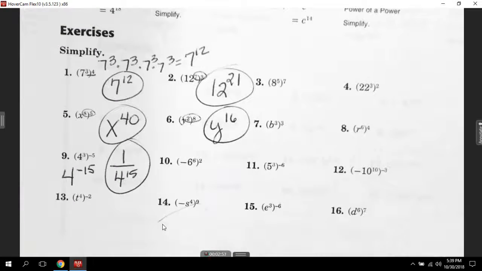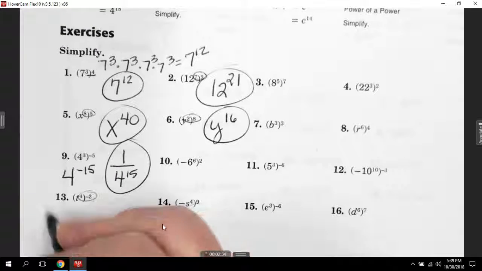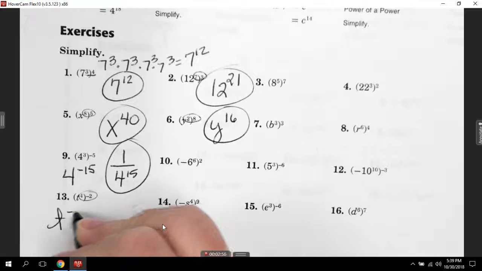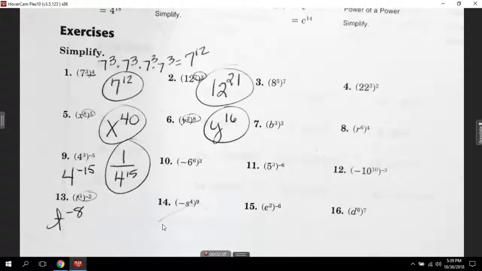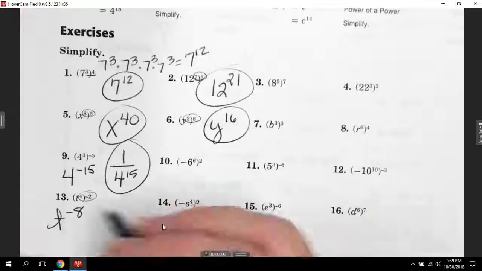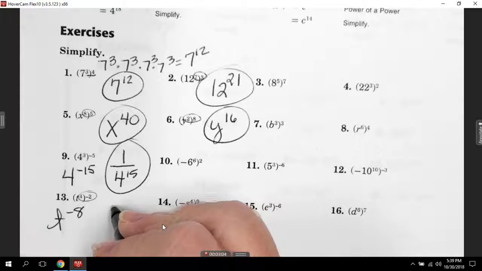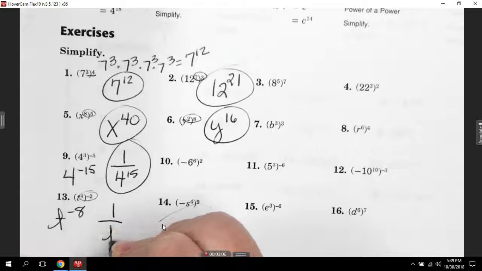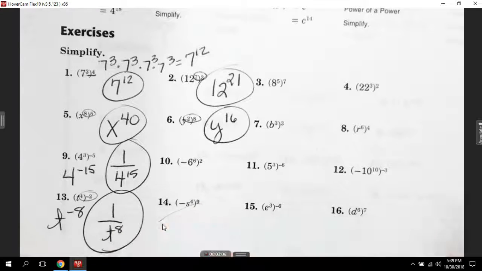Here's another one. If we multiply the exponents, we get t to the negative 8th. We're not going to leave it with a negative exponent because our directions did not specifically say to do so. So we're going to change it to its reciprocal, 1 over t to the positive 8th. And we're done with that problem.